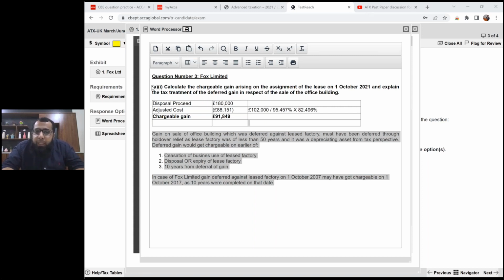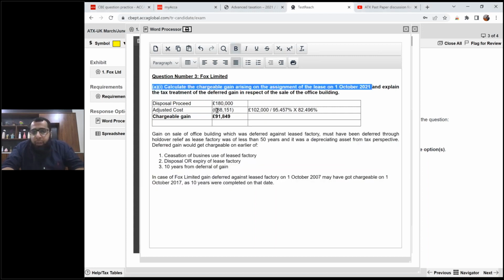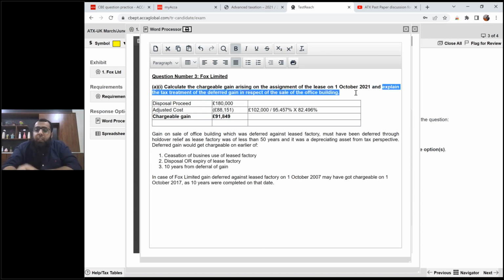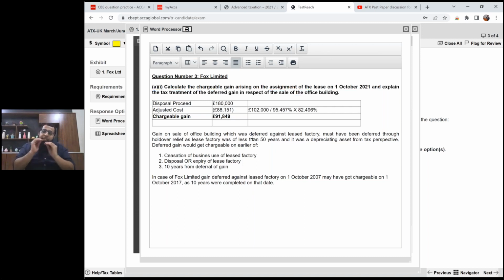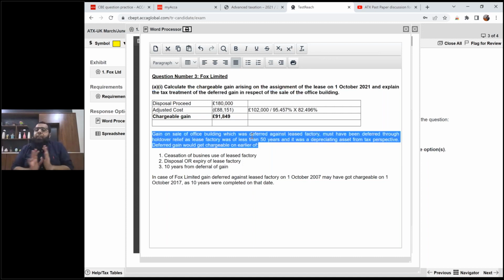Calculate the chargeable gain arising on the assignment of the lease. Fair enough, this was the chargeable gain. And explain the tax treatment of the deferred gain in respect of the sale of the office building. Now, some students have simply argued it through rollover relief.